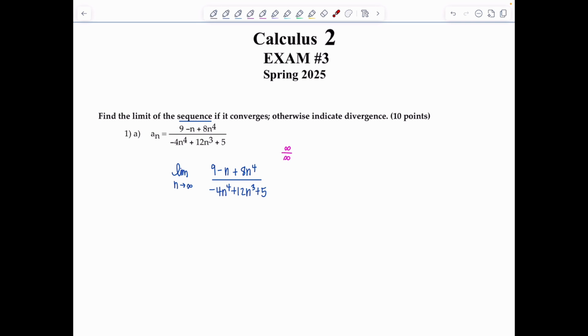All we can do is think of how did we take limits when we were first in calculus before we learned L'Hopital's rule. And when we had an indeterminate form of this type where the limit was going to infinity, we just divided by the highest power of the variable from the denominator. So in this case, that would be n to the fourth. So I'm going to divide everybody by n to the fourth. All right, here we go.